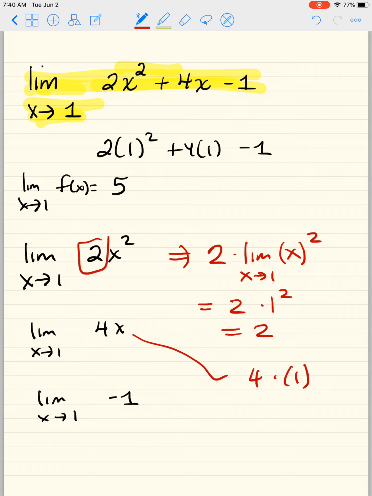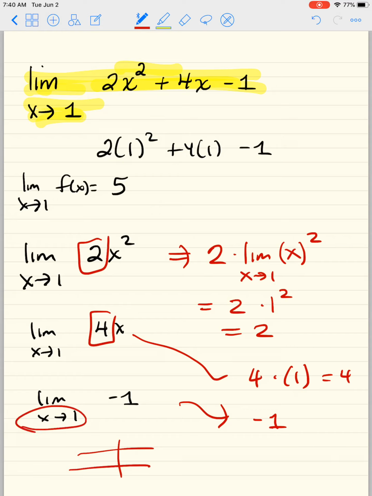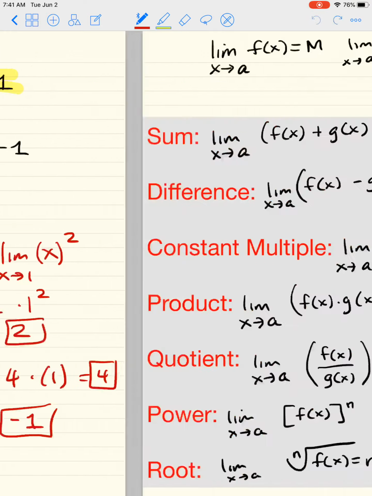So 2 and 4 are what we call constants, okay? So that's 4 times 1 is 4, and then a negative 1. Remember, this is just a line at negative 1, and the limit as x approaches 1 will be negative 1. And then what we did there was we took 2, and then we summed it with 4, and then we subtracted it, or we took the difference, and we get the same number here. And so I just wanted to show you guys the properties.